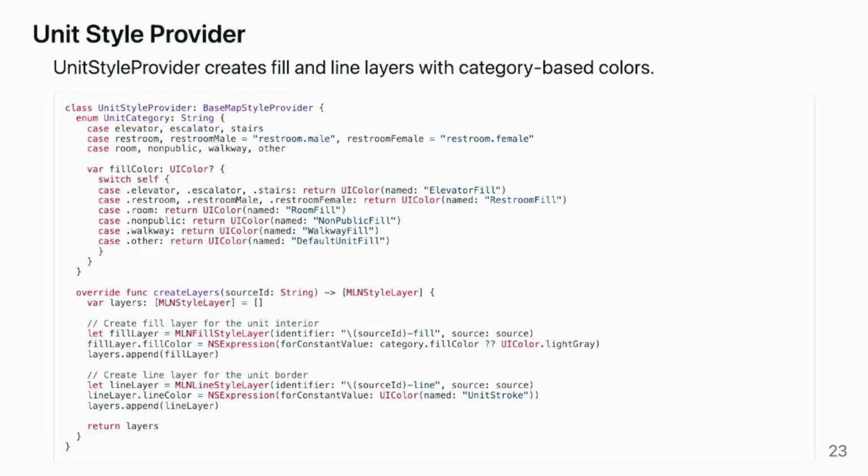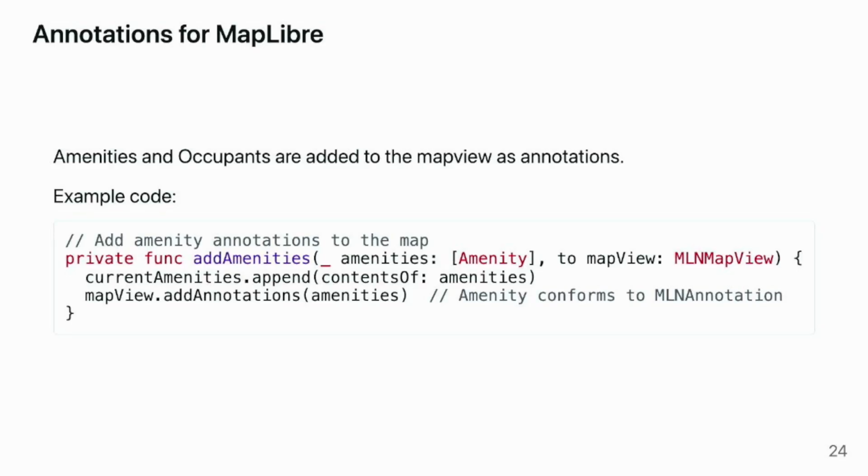A unit style provider defines how units are rendered based on their category. Each category has a specific fill color. For example, restrooms get one color, elevators get another. The provider creates both a fill layer and a line layer for the borders.